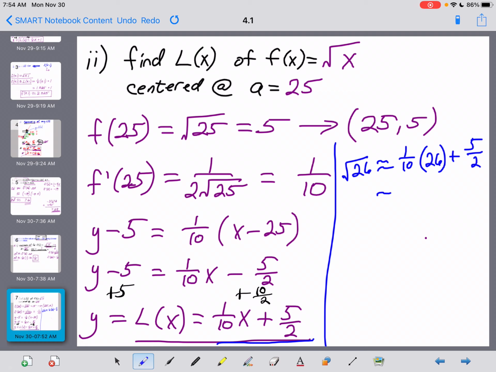So 26 over 10, let's keep that with a 10 right there on the bottom. So that's going to become 26 over 10 plus the 5 over 2. If I multiply the top and the bottom by 5, that gets me 25 over 10. So the square root of 26 is approximately 51 over 10. And now we came up with a fractional approximation for the square root of 26.